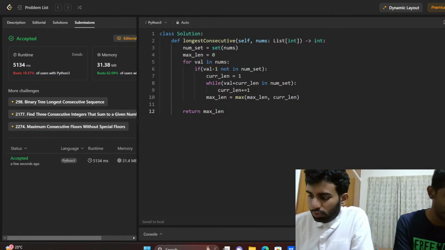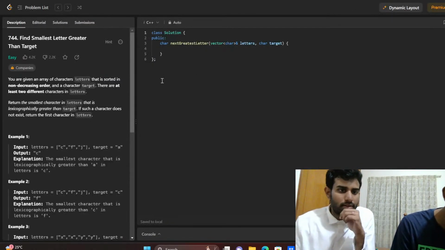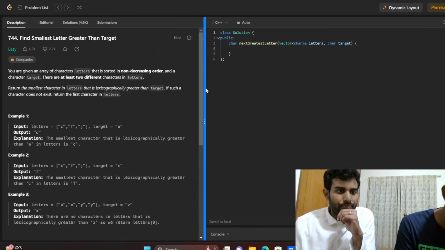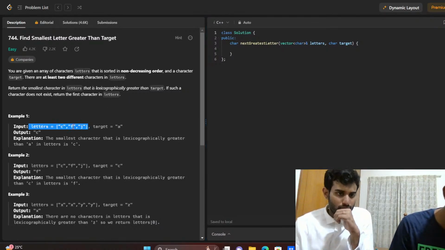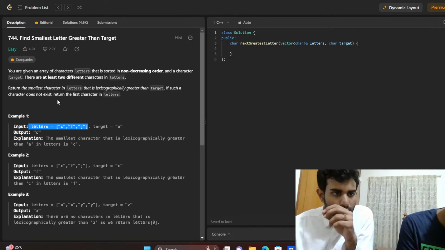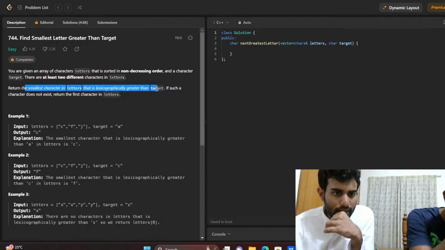Yeah, so let's look at the next problem here. The next problem is find the smallest element that is greater than the target. So we're given a letter array here. If you look at this letter list, we're given characters here, and we are supposed to find out the smallest character in letters that is lexicographically greater than the target.